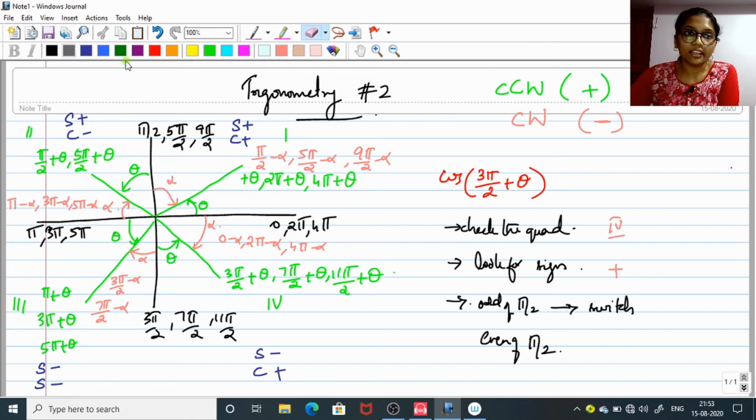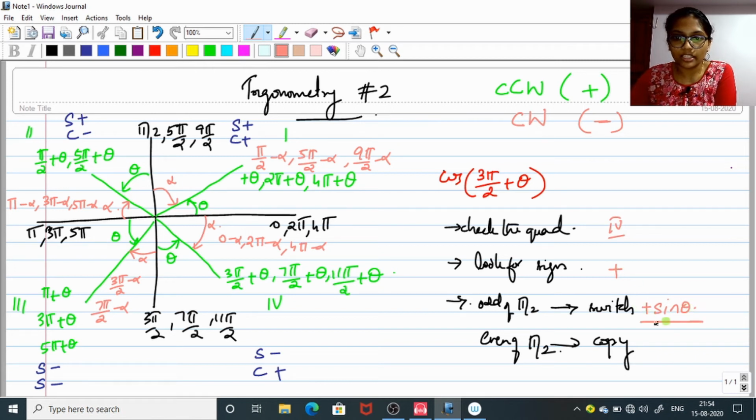And if the number accompanied by pi by 2 is an even number, then you just copy down the ratio asked. In this case it is 3 pi by 2, isn't it? And 3 is an odd number. Odd number means you have to switch it, which means the answer is sine. Also just add your acute angle here, and join the sign. So positive sine theta is your answer.